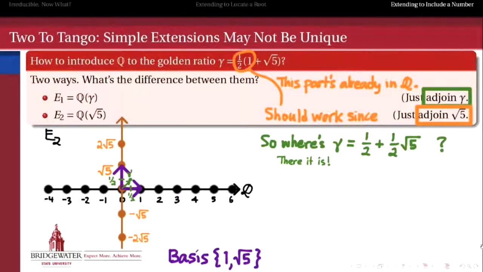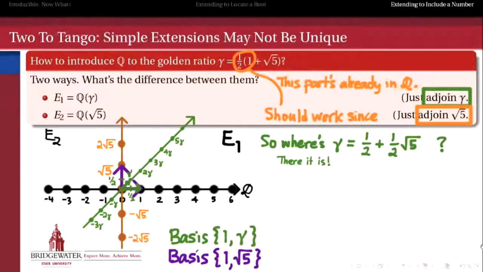But if gamma lives inside of E2, then every rational multiple of gamma must also live inside of E2. And so we get this little gamma axis, if you like. It looks kind of like a diagonal line inside of E2. And the vector space that we get using the basis of 1 and gamma is exactly E1.